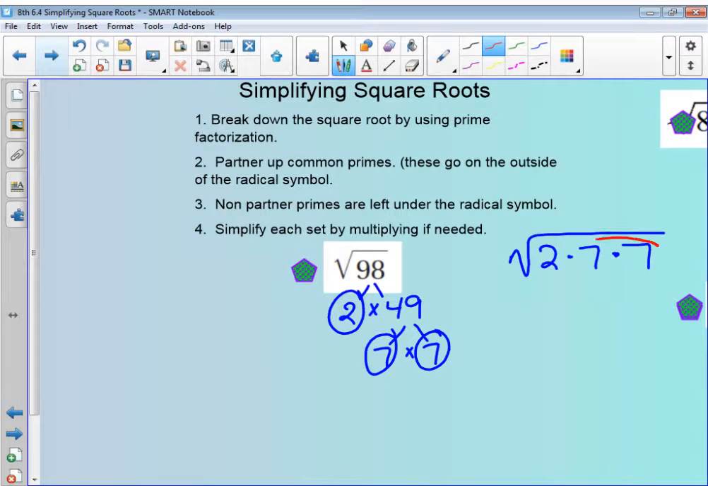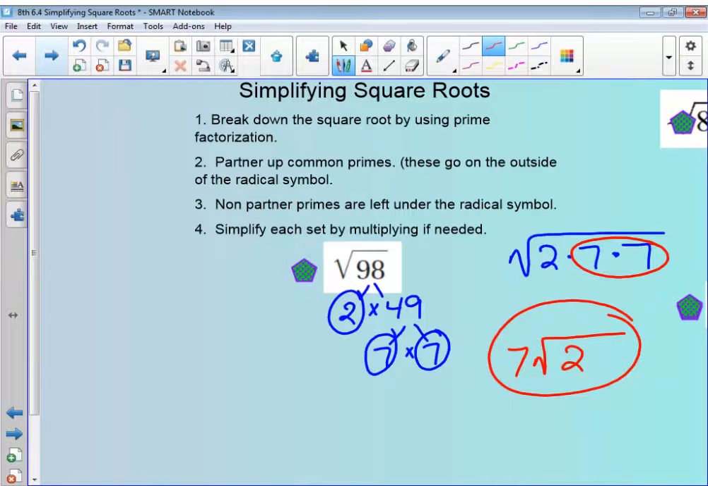I see there's a pair of 7s here. So I get to write that once on the outside of the radical sign. So 7. Whatever's left over is going to go underneath or behind that radical sign, which was a 2. This is my final answer. This time I couldn't simplify in either set because there were no other numbers on the outside or underneath. So 7 times the square root of 2 is going to be my final answer.